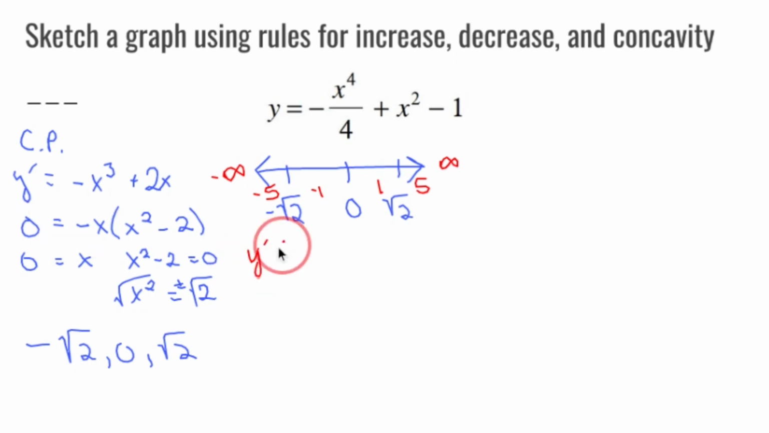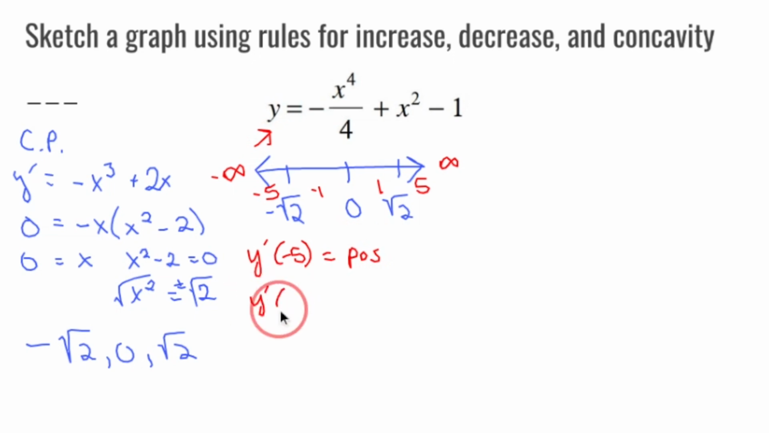Y prime of negative 5. Let's try to do this mentally. All right, negative 5, there's my derivative. Negative 5 cubed is going to be negative 125. That negative cancels it out. So 125 minus 10 is going to be positive. So this is increasing here.